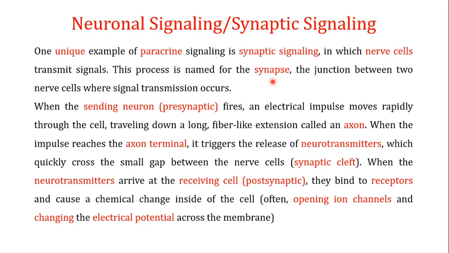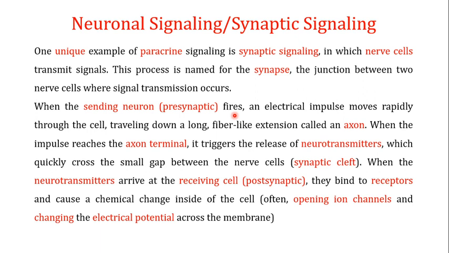The terms will be very clear in a while, what the synapse means or what the presynaptic or postsynaptic neuron mean. Now, what happens is that the sending neuron, or you can say the producing neuron, which is called the presynaptic neuron, fires. What I mean by fire is that when the presynaptic neuron receives a signal, it creates an action potential, and that is called the firing of the neuron.